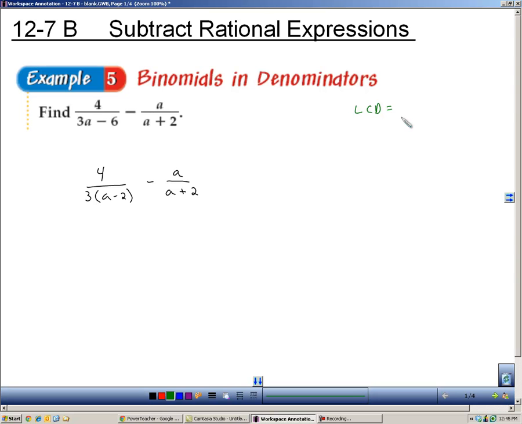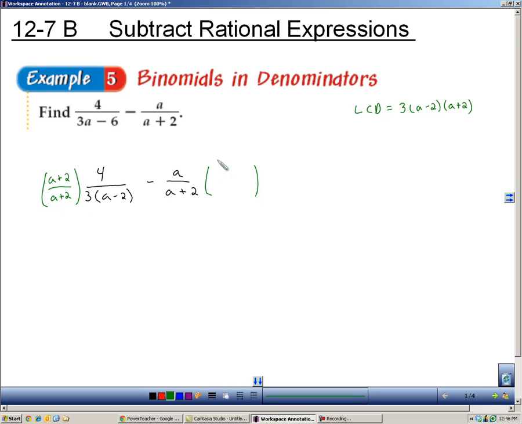So now I want to look for the least common denominator like I've been doing. Take every factor the maximum number of times that it appears. 3 is a factor, I want to take it. I also want to take a minus 2, and I also want to take a plus 2. So that's my common denominator, and in this first fraction I'm missing the a plus 2, so I'm going to multiply by a plus 2 over a plus 2.